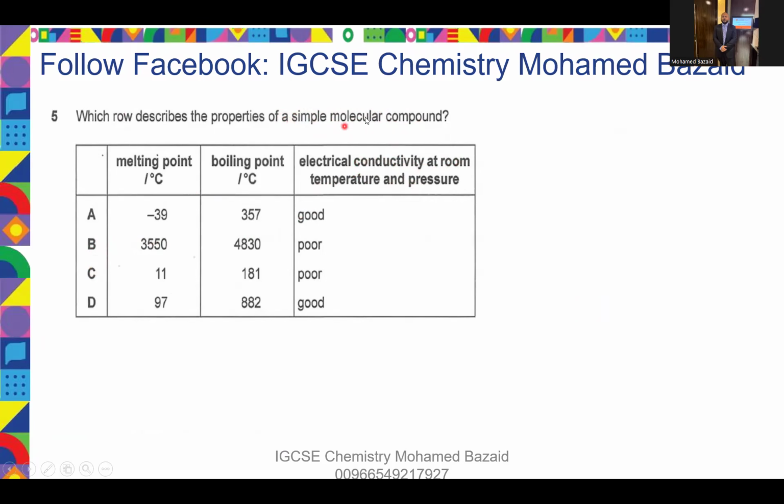As it is simple molecular, it has a low melting and boiling point, so I will choose letter C. It has a low melting and boiling point, and it is a poor conductor of electricity because it is a covalent compound. So in number 5, the answer is letter C.